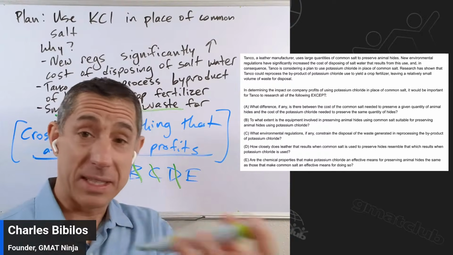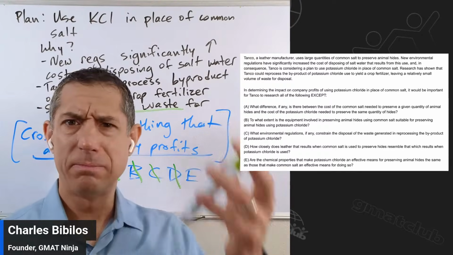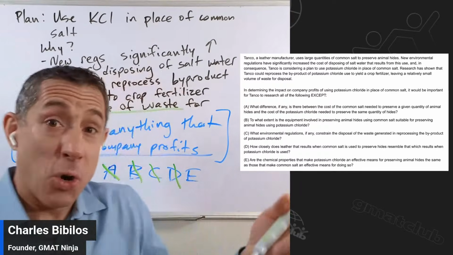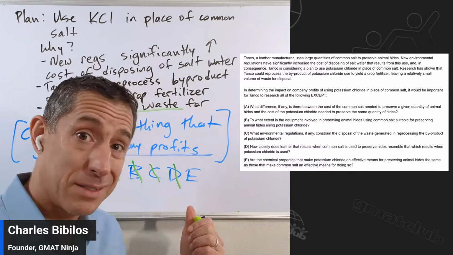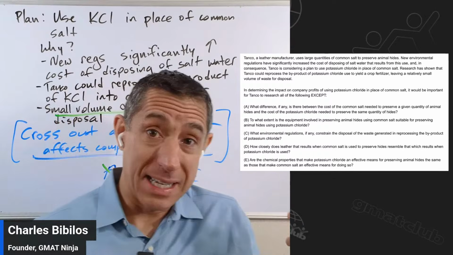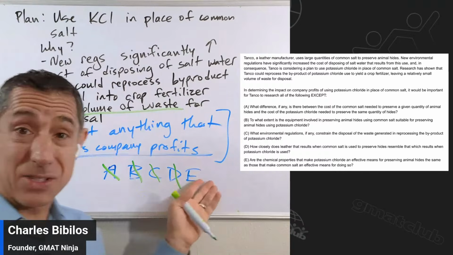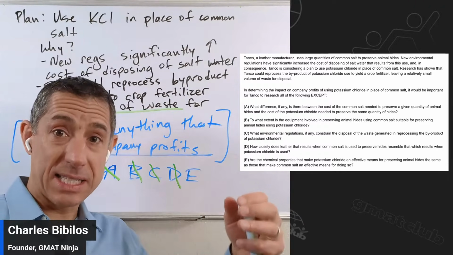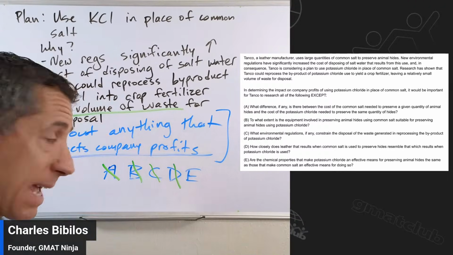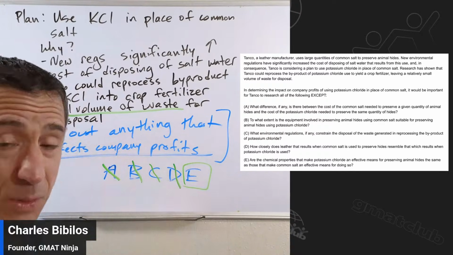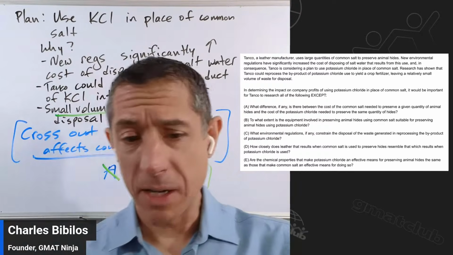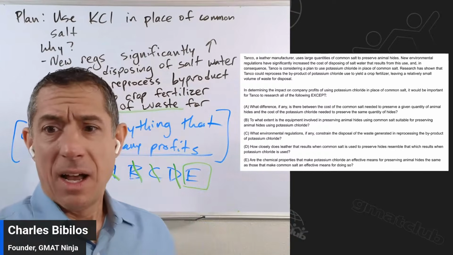If I owned a leather manufacturing company, of course I'd want to know what exactly is going on chemically, but it actually doesn't really affect profits, right? However it works is however it works. And it's really not a direct concern to profits if the chemical process is the same, as long as the result is the same. So E doesn't really matter for this. We're not going to cross it out. We're going to keep it because it has no direct bearing on company profits. All right.